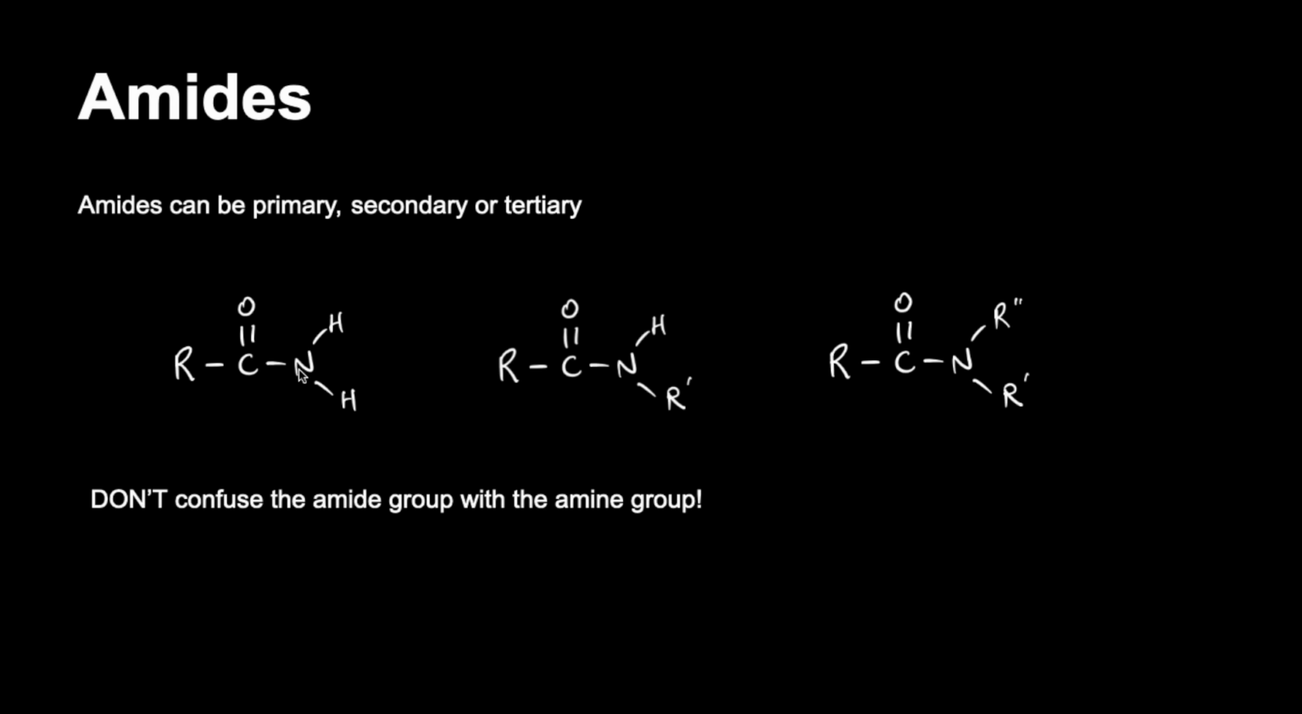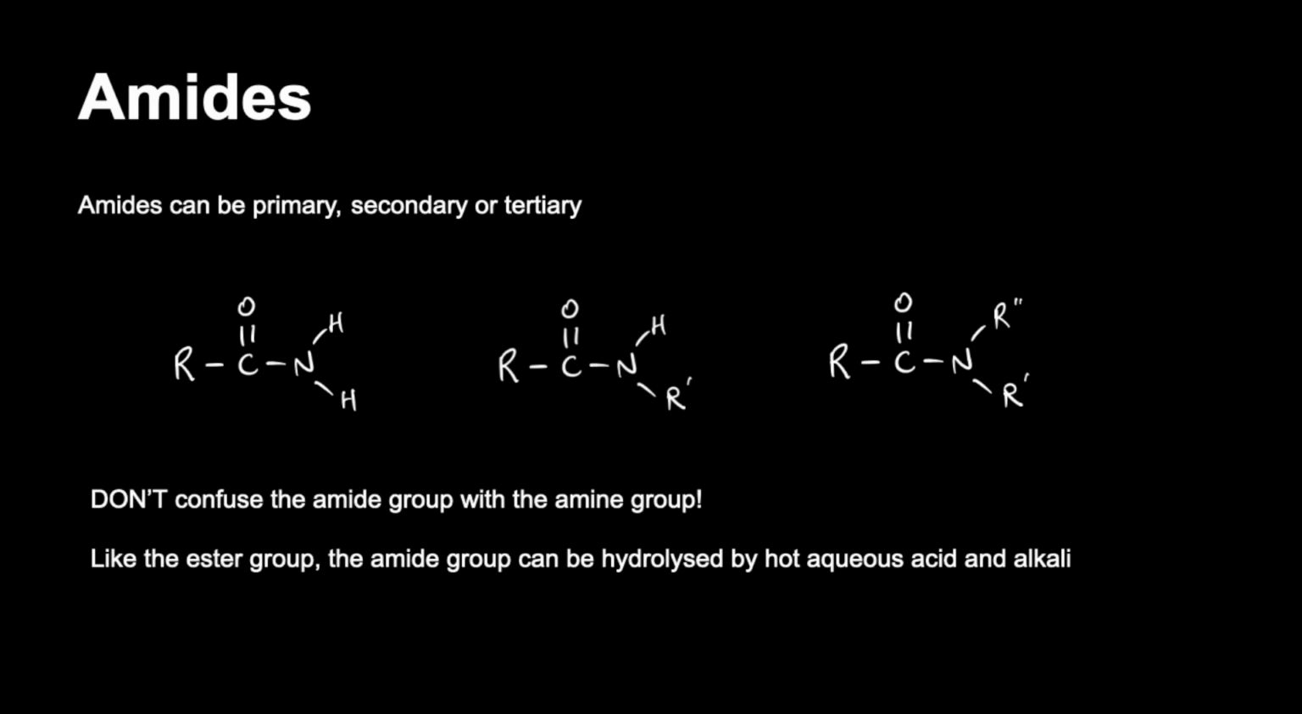So an amide has a nitrogen directly bonded to a C double bond O, whereas an amine just has the nitrogen directly bonded to the carbon group. And the other thing we need to know about amides is, just like the ester group, the amide group can also be hydrolyzed by hot aqueous acid and hot aqueous alkali, and it's this CN bond that breaks.